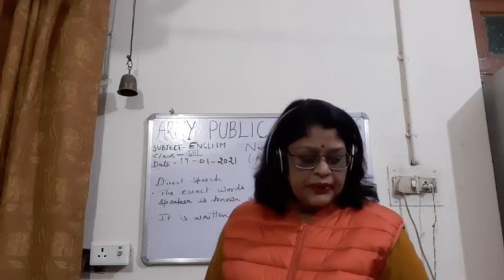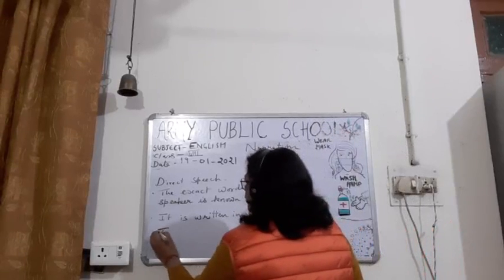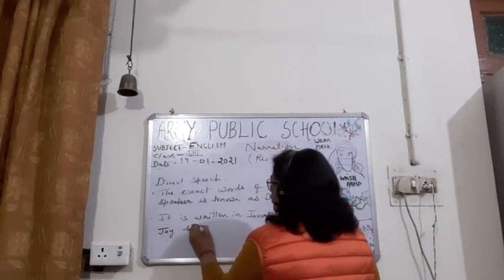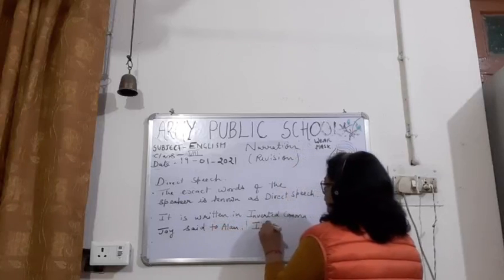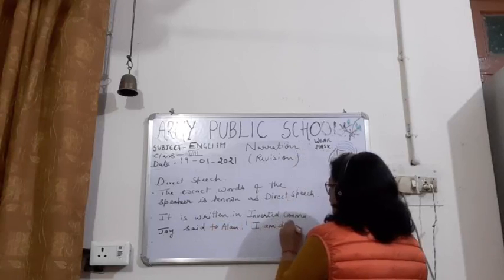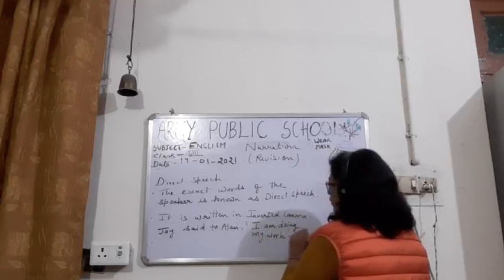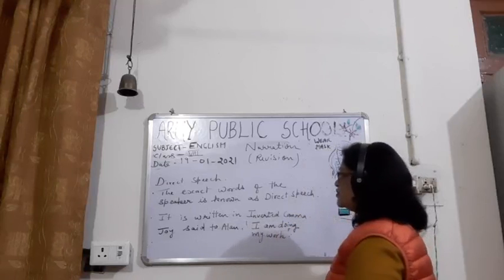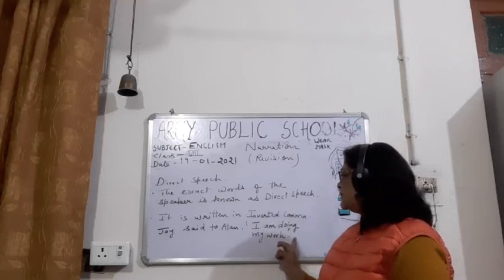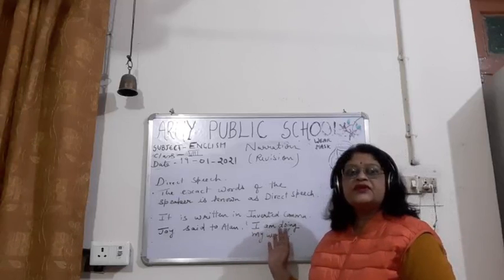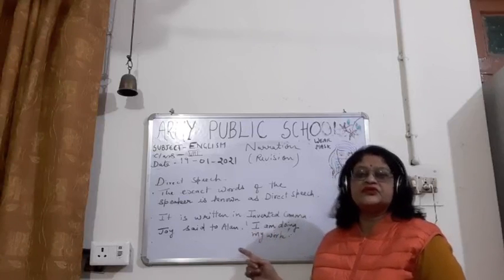For example, Joy said to Ellen, "I am doing my work." Now if you see, "I am doing my work" is written in the inverted commas, and this is the exact words of the speaker. So this is direct speech.